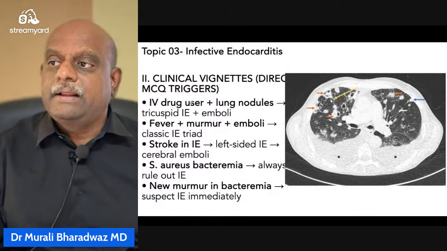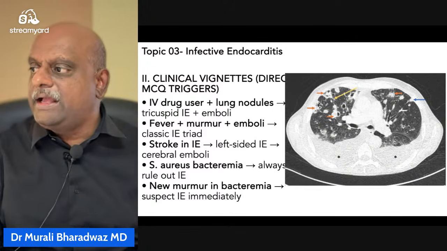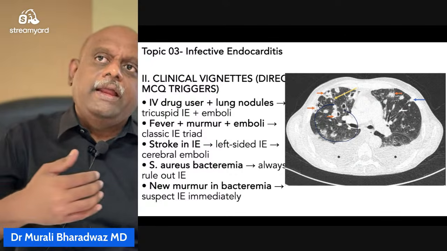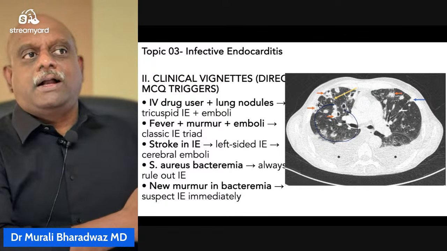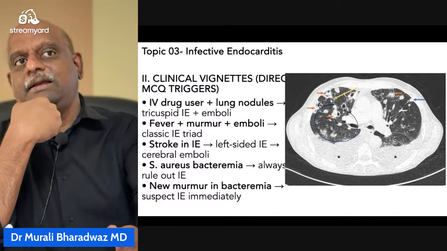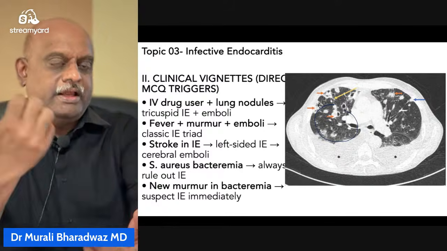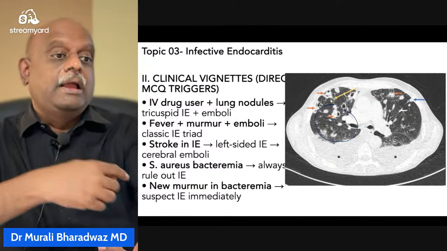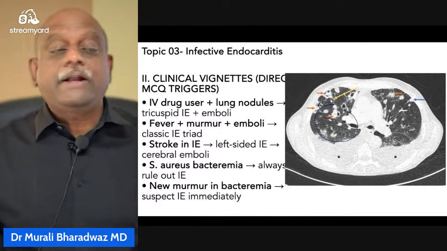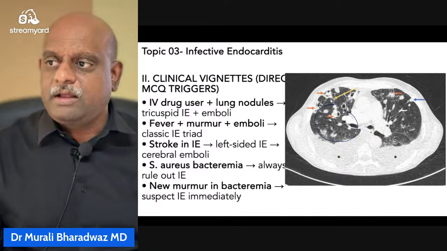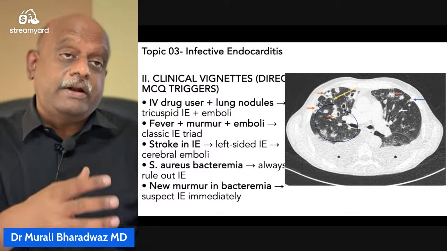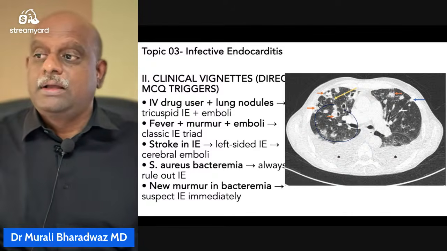Whenever any IV drug abuser has nodules in the lung, remember that normally most infective endocarditis is on the left heart. But in an IV drug abuser, the organisms go through the SVC when he is injecting drugs and go to the right side, involving the tricuspid valve. Any tricuspid infective endocarditis is more common in IV drug abusers. And from the right atrium it goes to the right ventricle, then to the lung, and it will cause nodules in the lung.